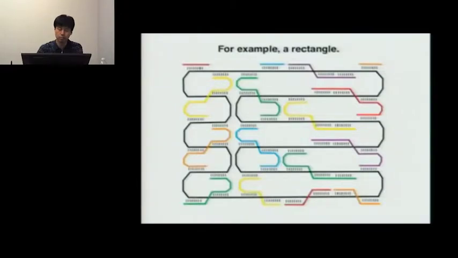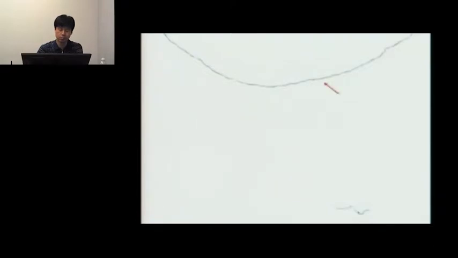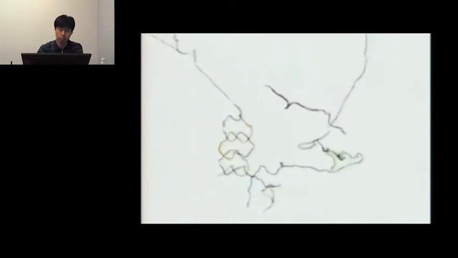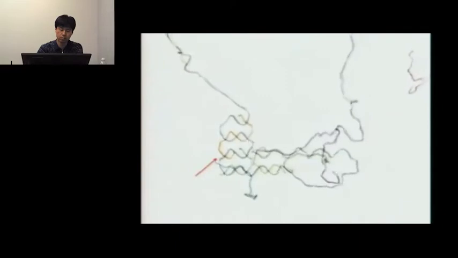Now, we can't actually take a movie of this process, but Sean Douglas at Harvard has made a nice visualization for us that begins with a long strand and has some short strands in it. And what happens is that we mix these strands together, we heat them up, with a little bit of salt, heat them up to almost boiling and cool them down. And as we cool them down, the short strands bind the long strands and start to form structure. And you can see a little bit of double helix forming there.